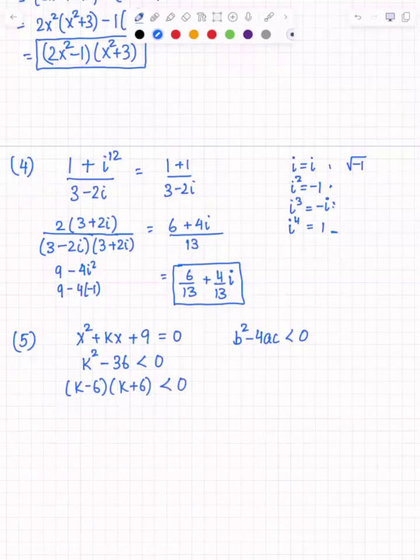k squared minus 36 is a happy parabola facing up. The zeros are at 6 and negative 6. Where is this parabola negative? Down here. So that's between negative 6 and 6.